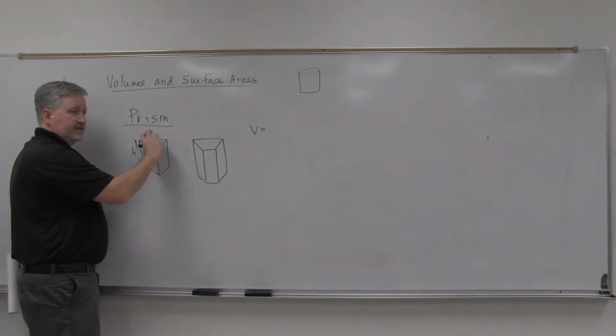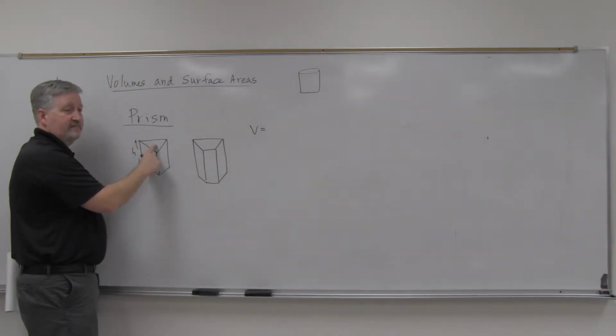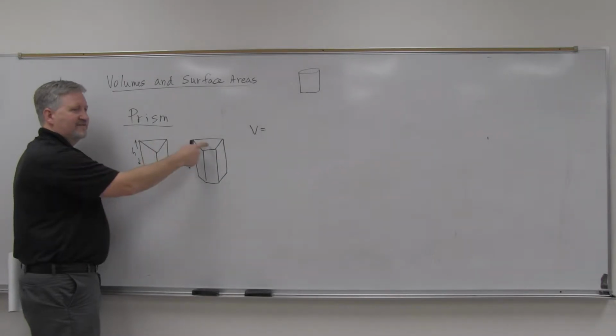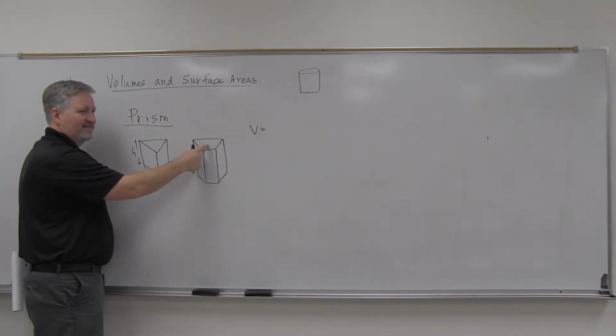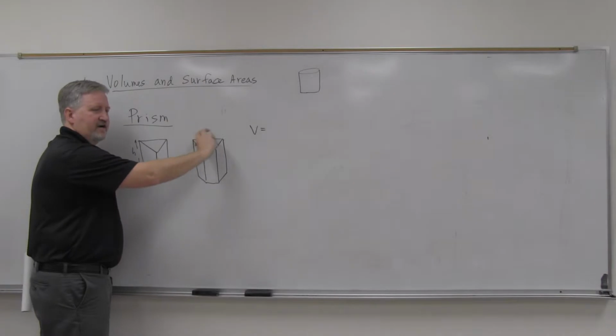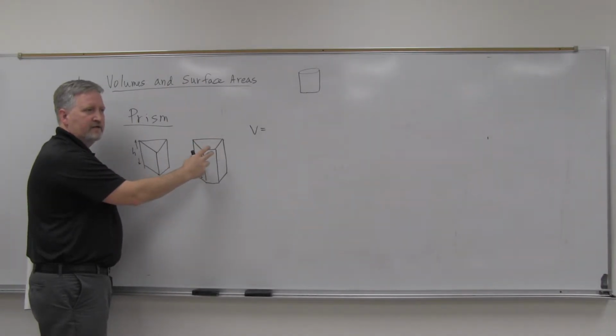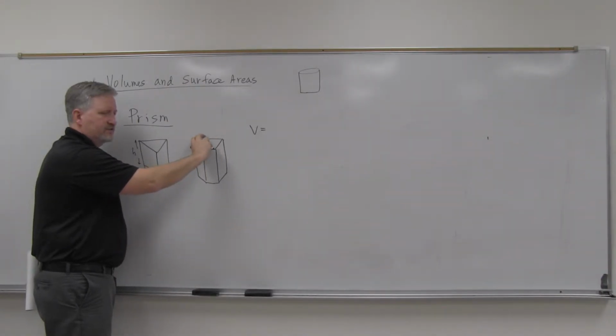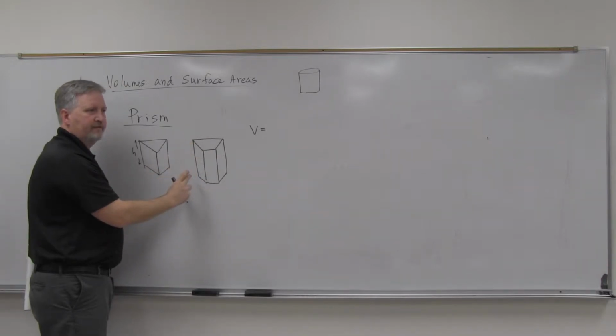Whatever that area is on top, which in this case would be a triangle, I'm going to multiply it by the height. Now the problem is, this area is 1/2 base times height. What about this one? It's not 1/2 base times height, is it? The area of this one is the area of a trapezoid. And so the formula here would be the area of a trapezoid times the height, right?